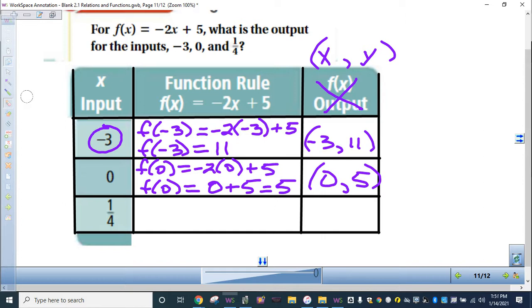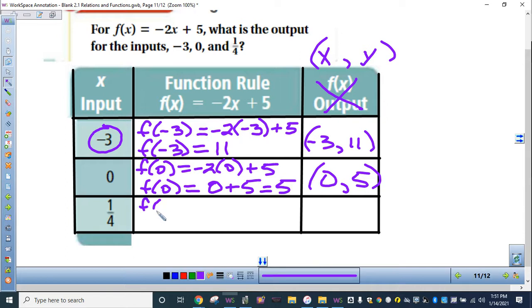1 over 4 is, when you divide it, you get 0.25. 0.25 is a terminating decimal, so it means it stops at the 5. It's not like 1 over 3, which is 0.3 repeating. So when you have a terminating decimal, I would always use a decimal instead of a fraction because it's easier. So we have f of 0.25 equals -2 times 0.25 plus 5.